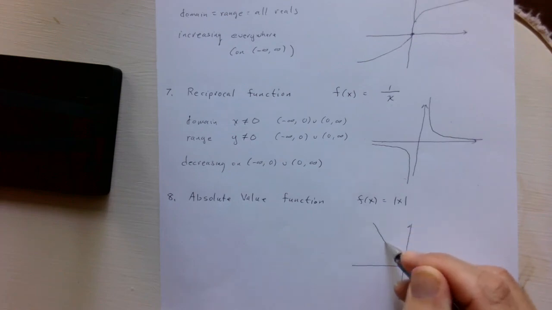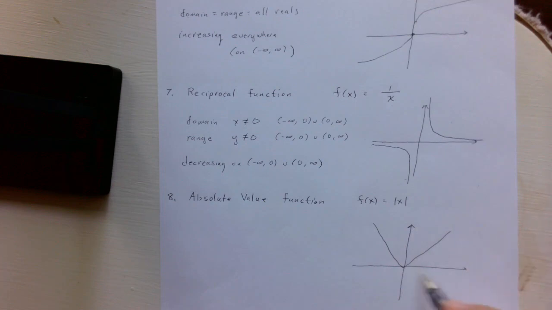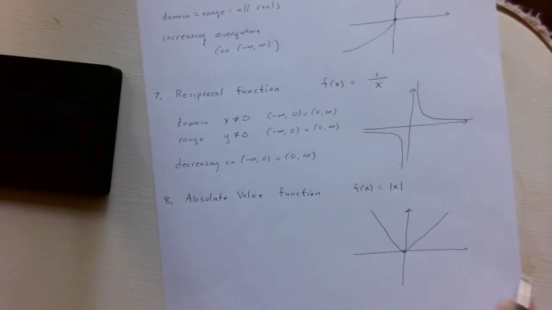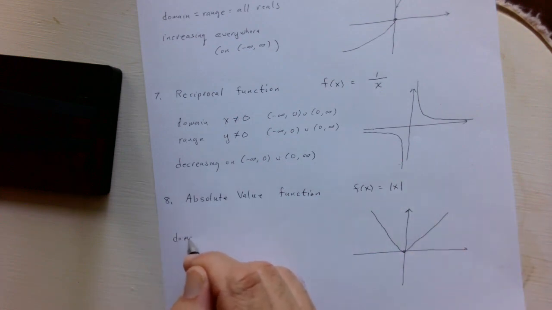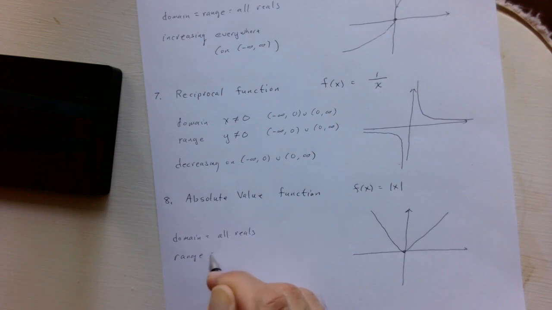And then the absolute value function, you've maybe seen this before. The graph looks like a V shape. We can see the domain is going to be everything, all reals. The range would be the numbers from 0 to infinity.